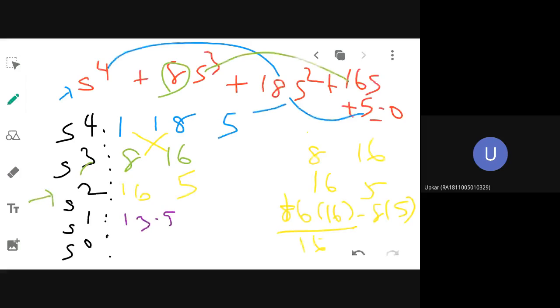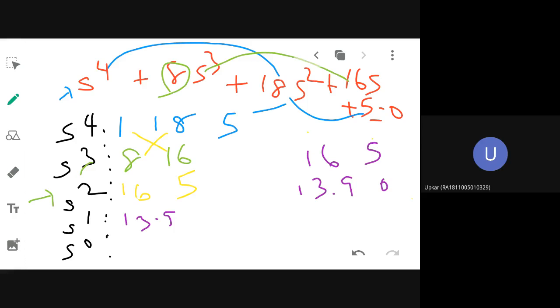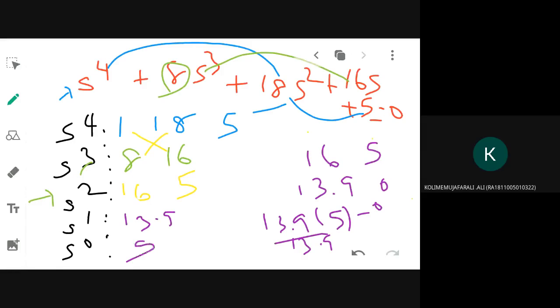Okay, finally, s to the power 0. So 16, 5, 13.5, 0. Find the answer and tell me. You know how to multiply now? 13.5 into 5 minus 0, divided by 13.5. The answer is 5. Okay. So I think you people understood how to complete the Routh array.